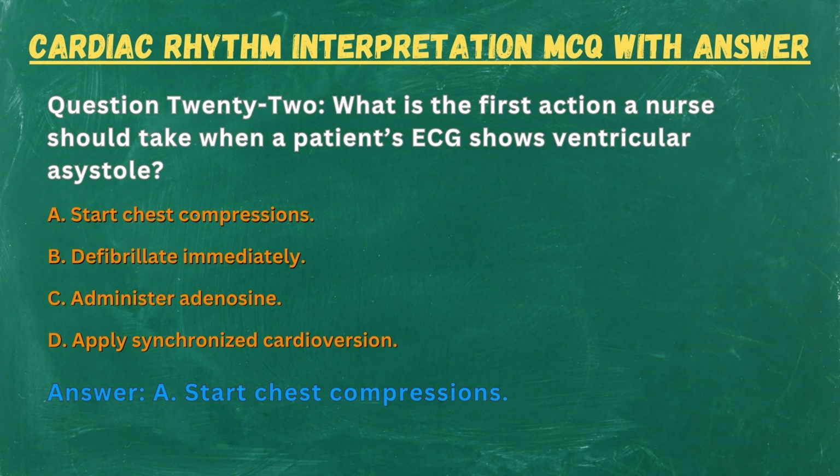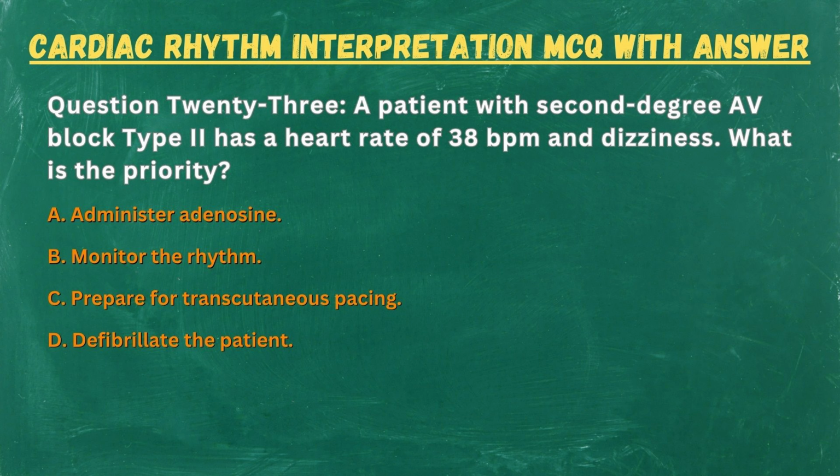Question 23. A patient with second-degree AV block type 2 has a heart rate of 38 BPM and dizziness. What is the priority? A. Administer adenosine. B. Monitor the rhythm. C. Prepare for transcutaneous pacing. D. Defibrillate the patient. Answer: C. Prepare for transcutaneous pacing.